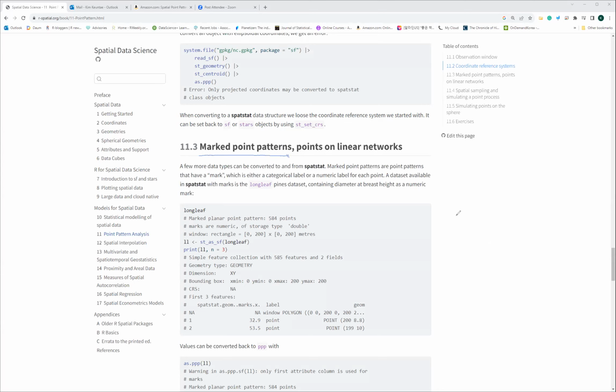So in the previous chapter, we actually only cared about the distributions or intensity of the point location.